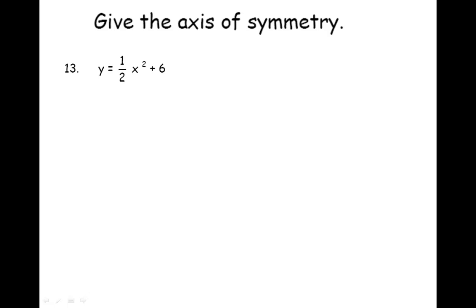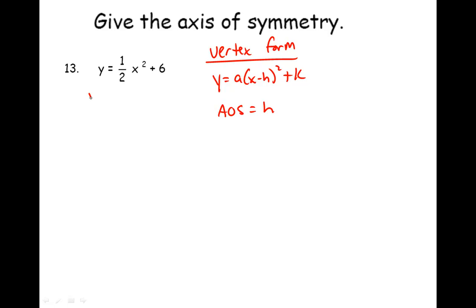Give the axis of symmetry. What we need to recognize here is that this is vertex form. Vertex form is y is equal to a times x minus h squared plus k. And the axis of symmetry is equal to h. So here we need to recognize that this is the same as writing 1/2 x minus 0 squared plus 6. When you see the x squared without an x, it's vertex form. So this 0 right here is my axis of symmetry. The axis of symmetry for problem number 13 is equal to 0.